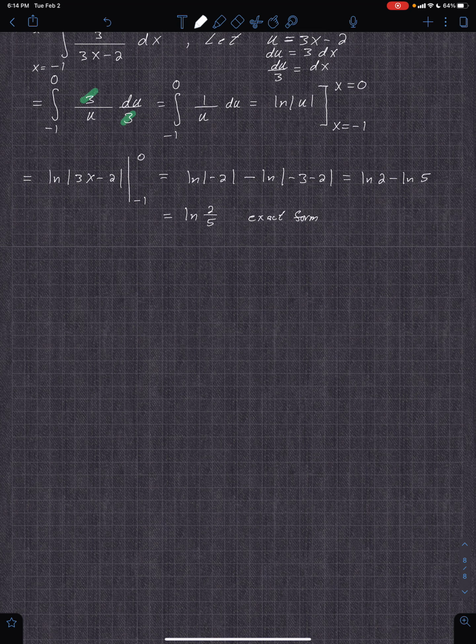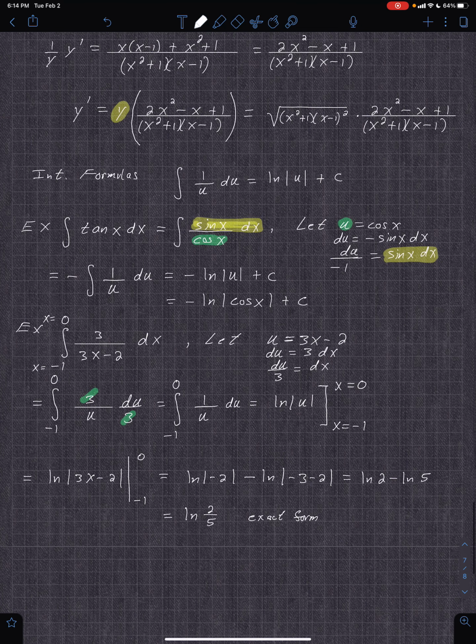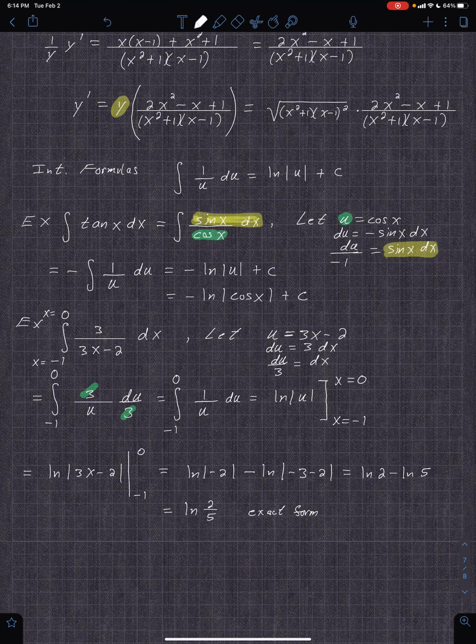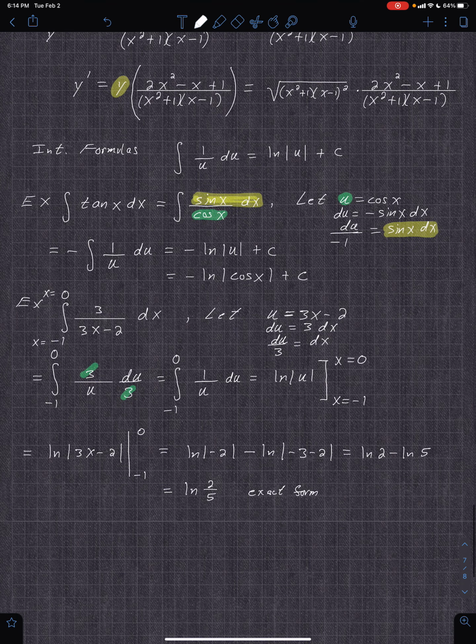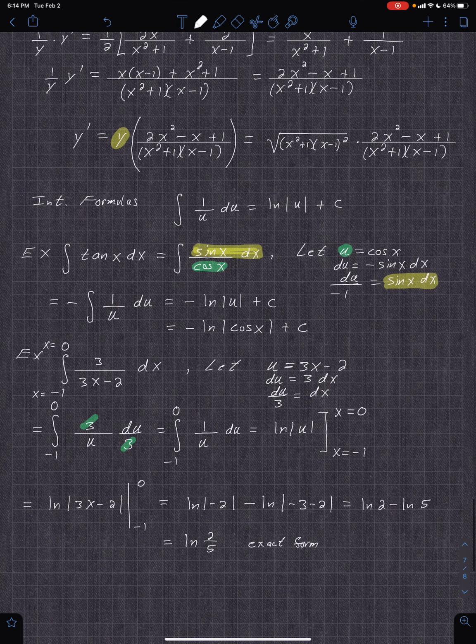Okay, that wraps up that section. We do 2.3 next on exponential functions, and then we skip 2.4, and then we do the rest of the chapter.